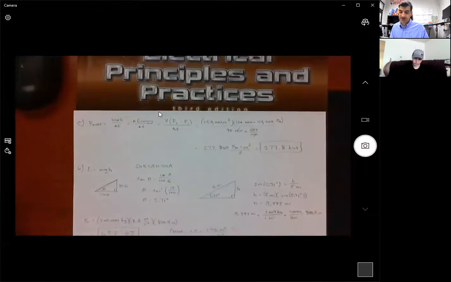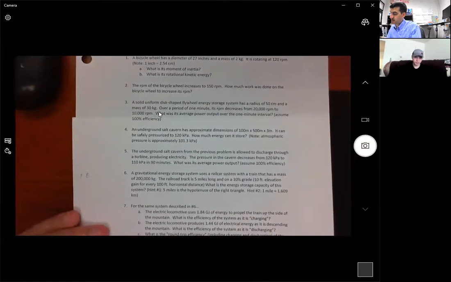Okay, then number 6 is asking about a gravitational energy storage system. This is a kind that I think is pretty cool, with those rail cars with a locomotive that goes up the side of a mountain when it's charging. So it's building up its potential energy. And then when it's ready to discharge, maybe at 4 p.m. or something like that, it's going to roll down the mountain at a controlled speed.